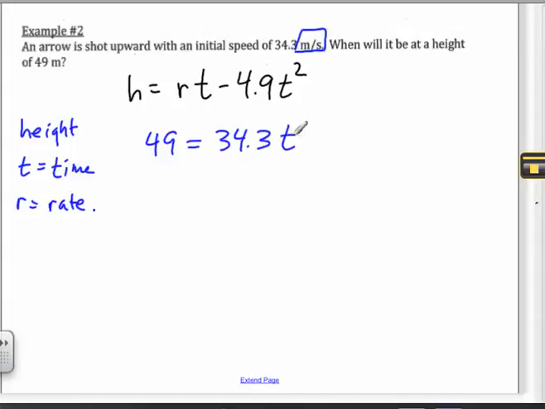And then we don't know t. That's what they're asking us. They're saying when, question mark. So we don't know what the t equals. We're going to use the quadratic formula to find out. Okay? Minus 4.9 t squared.